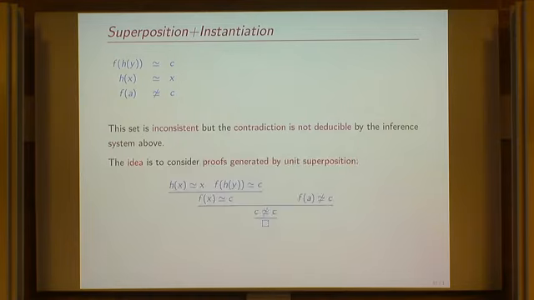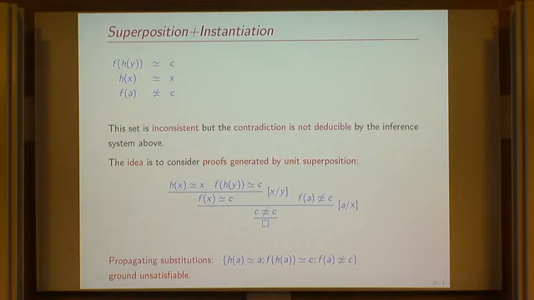But what we did is to observe that if you apply unit superposition to this set of equalities, you obtain a proof. And from this proof, you can extract substitutions. You trace back this proof, and you can propagate these substitutions back from the proof to the original problem. And the nice thing is that after you've done this, the instances of the original problem will become ground unsatisfiable.